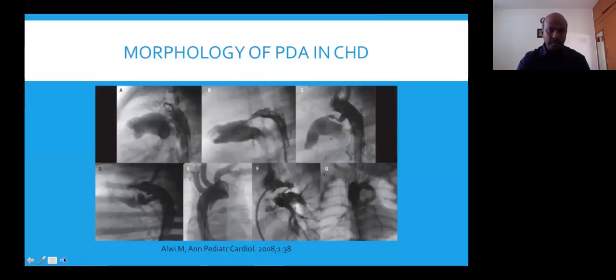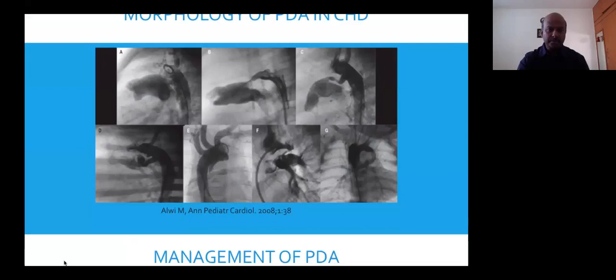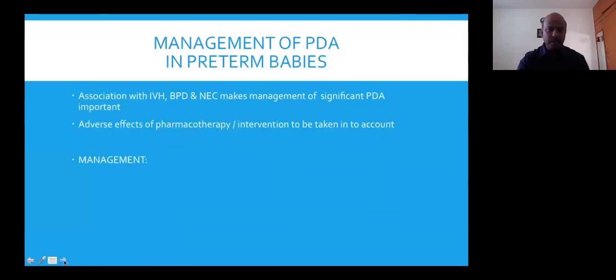So these are all some angiographic views of different morphologies. So you have complex ductus, and like I said, it's important to know these morphologies so that you can plan ductal closure, transcatheter ductal closure accordingly. So if you look at the management of PDA in preterm babies, I think we are running out of time. We'll just quickly go through that.